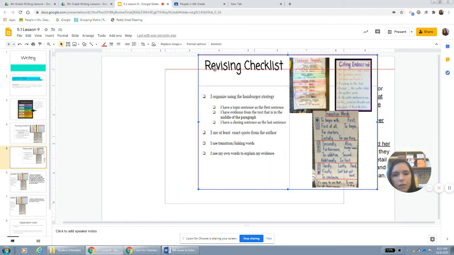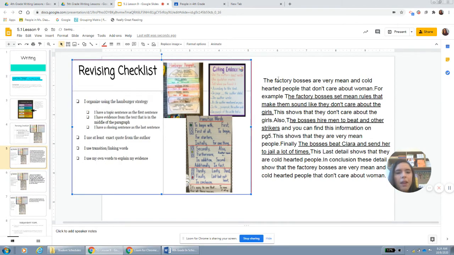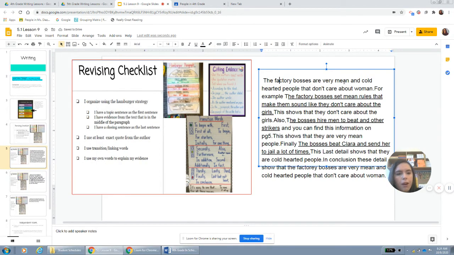Let's move this over. Uh-oh. Okay, there we go. The factory bosses are very mean and cold-hearted people that don't care about women. Yes, that is a topic sentence.